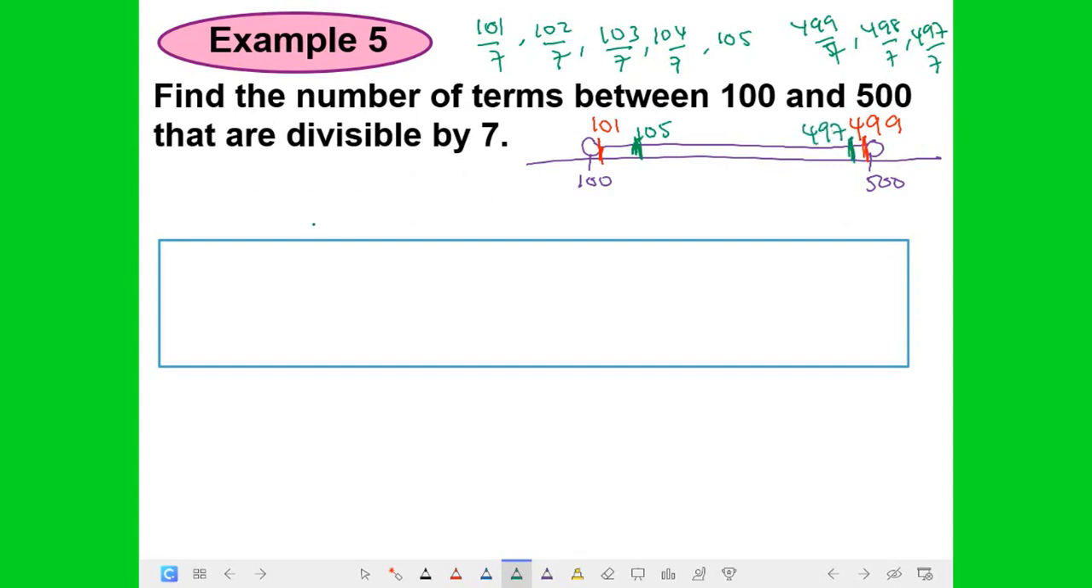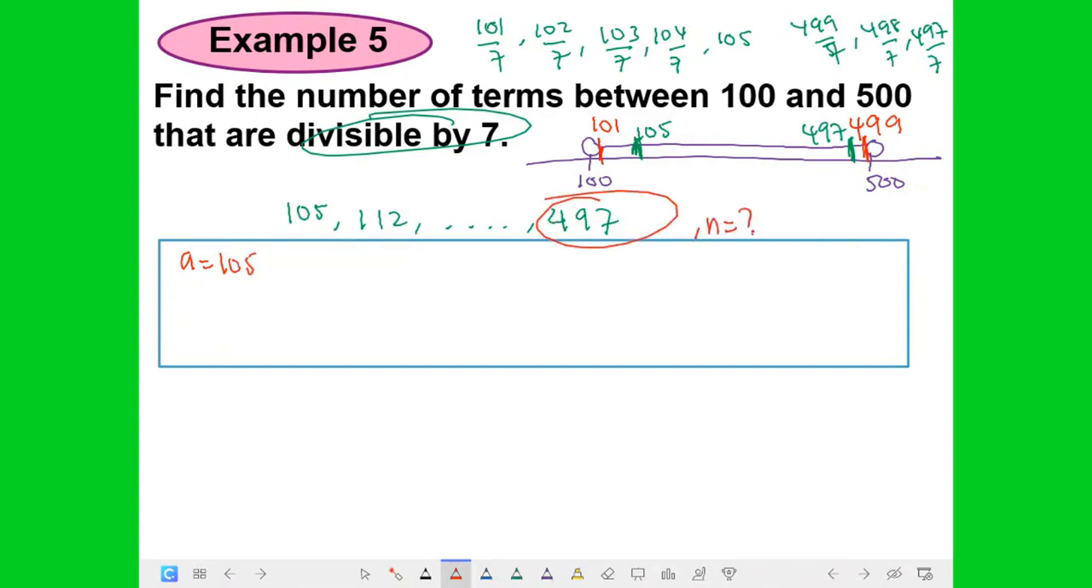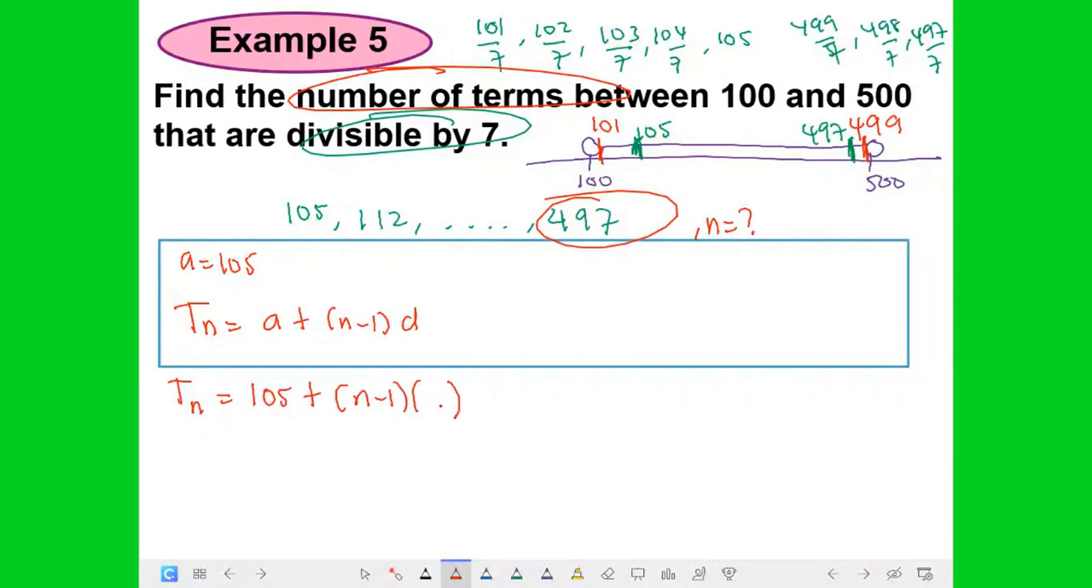497. So the first number divisible by 7 is 105, plus 7 gives 112, and the last term is 497. So the first term A is equal to 105. For the last term, we need to find N, the number of terms. So how do we do it? Try Tn equals a plus n minus 1 d, right? The last term is T, unknown. A is 105 plus n unknown. What is d? d is 7, confirmed, right?